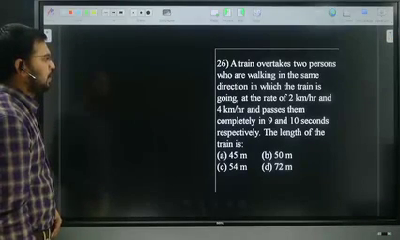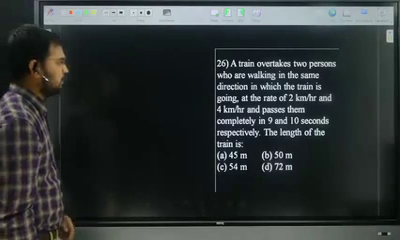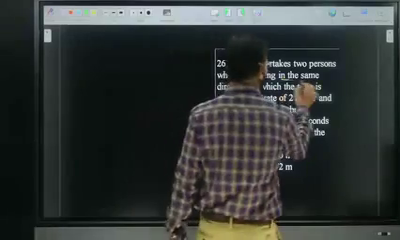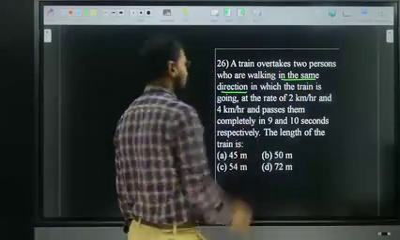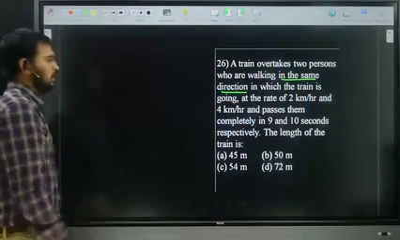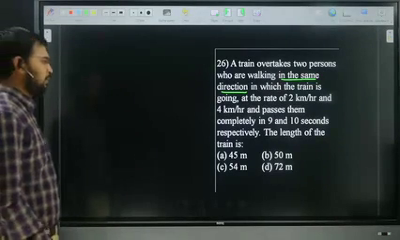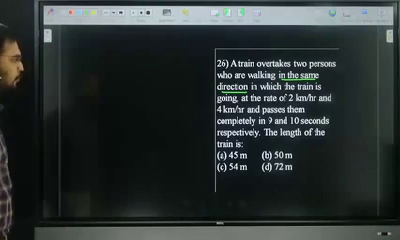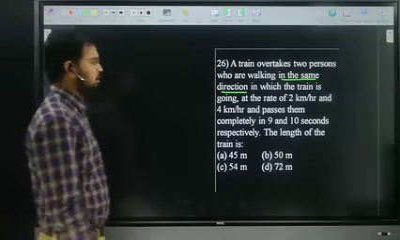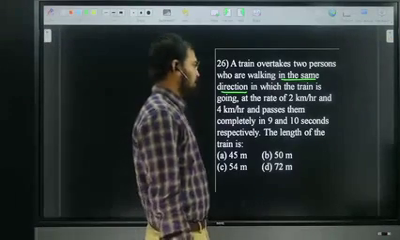A train overtakes two persons who are walking in the same direction, in which the train is going at the rate of 2 km per hour and 4 km per hour, and passes them completely in 9 and 10 seconds respectively. The length of the train is dash.